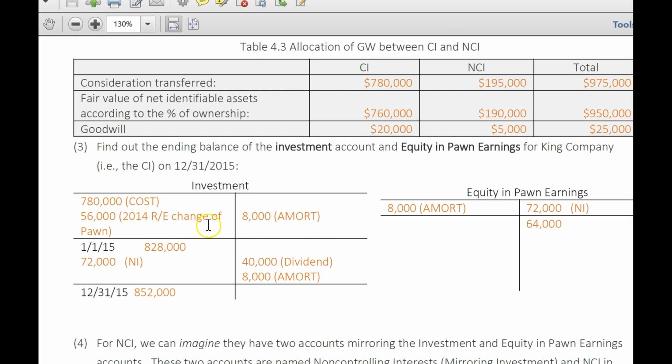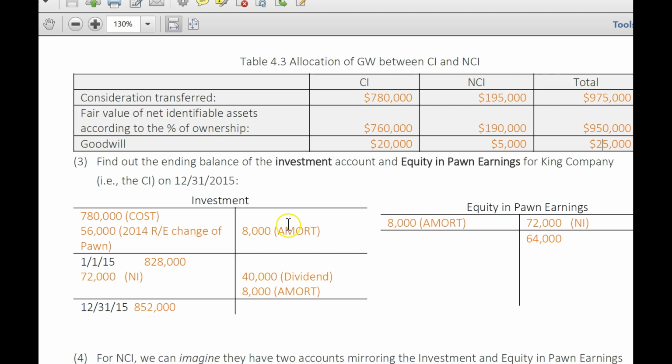Instead, we know the retained earnings change of the subsidiary, which is 70,000. 80% of 70,000 is 56,000. So this is 80% of the retained earnings change of the subsidiary. That would be added to the investment account. And then minus 80% of the amortization of the fair value excess.